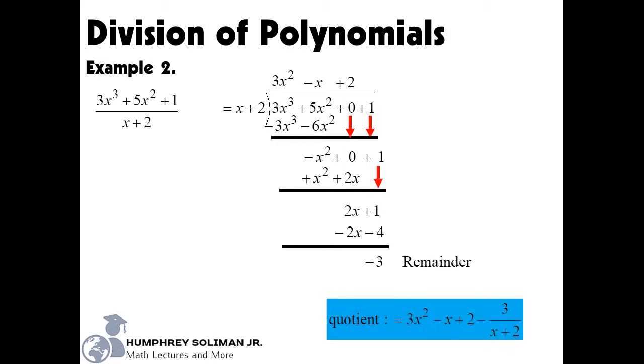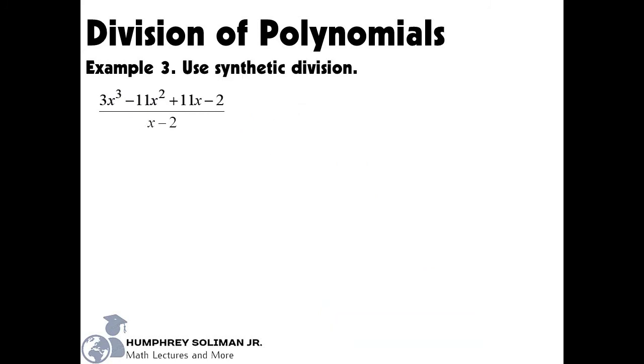Now we see that the remainder is negative 3, and the quotient is 3x squared minus x plus 2. We can write the answer as 3x squared minus x plus 2 minus 3 over the quantity x plus 2. Now we know how to divide polynomials using the division algorithm. We can now proceed to division using synthetic division.